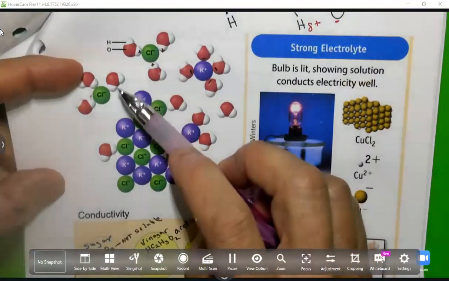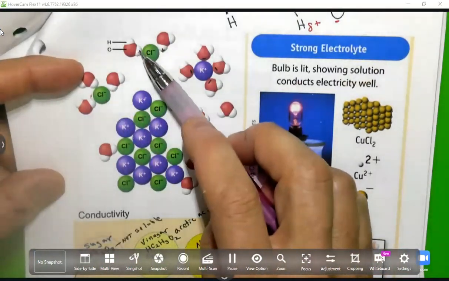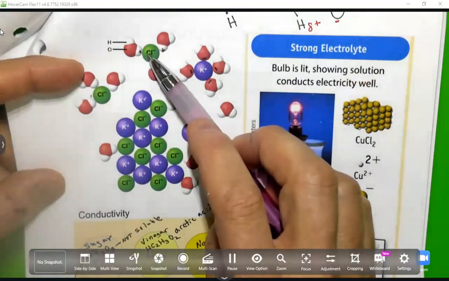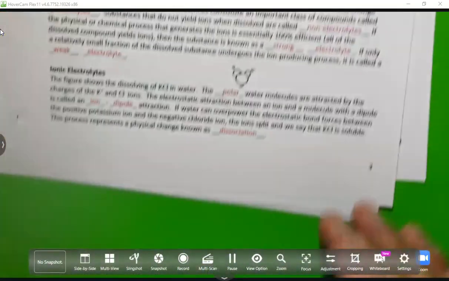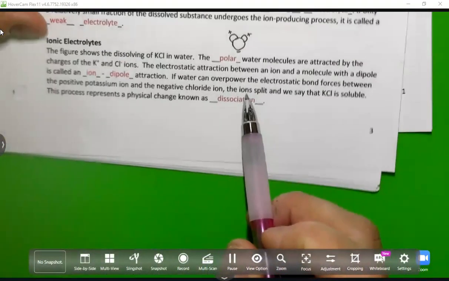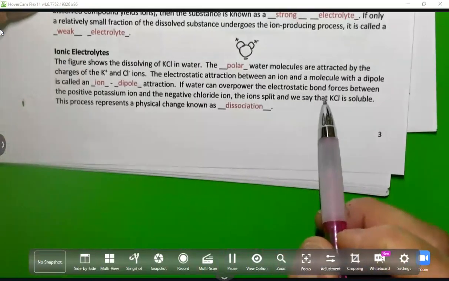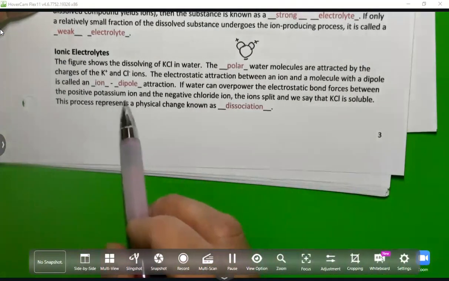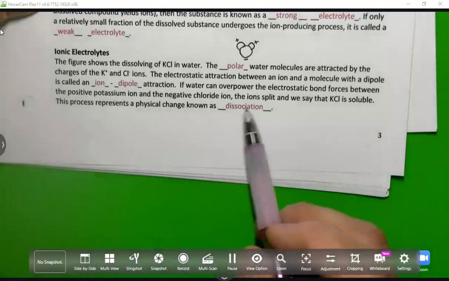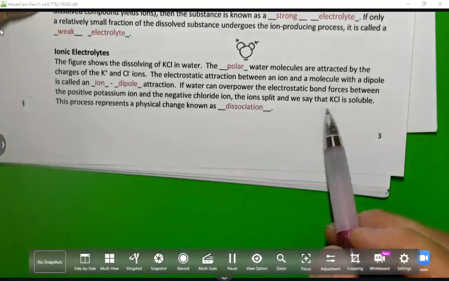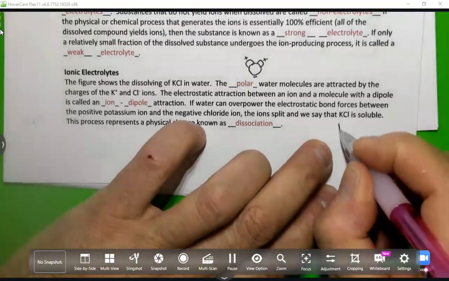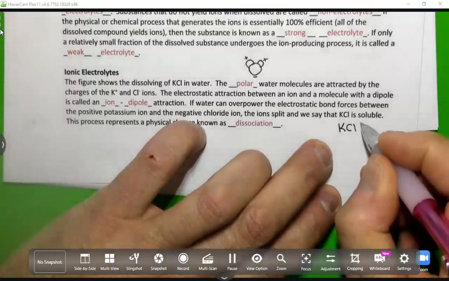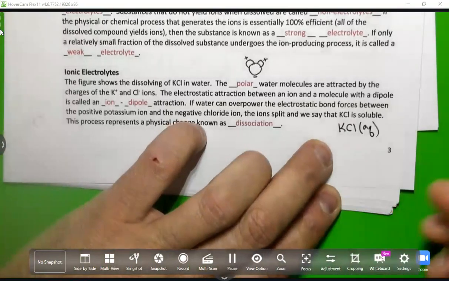That is the attractive force here between these. Ion-dipole interaction. If water can overpower the electrostatic bond forces between the positive potassium ion and the negative chlorine ion, the ions split apart, and we say that KCl is soluble, which means KCl is going to be aqueous.